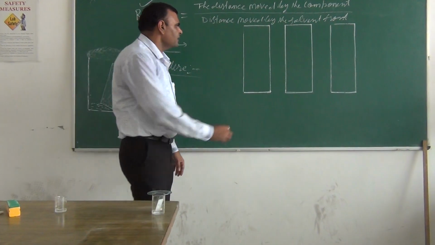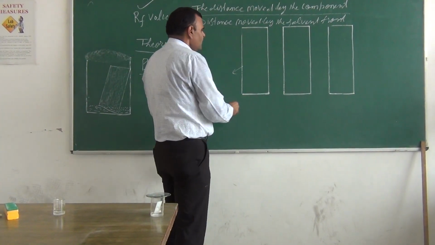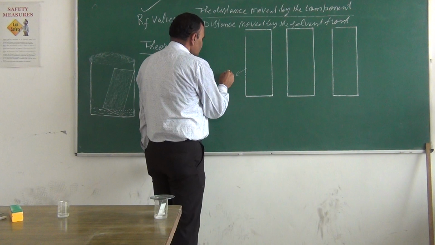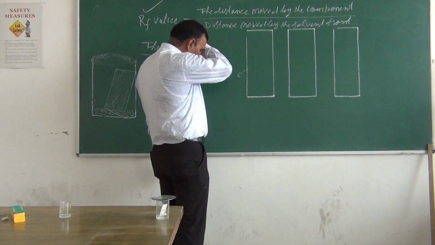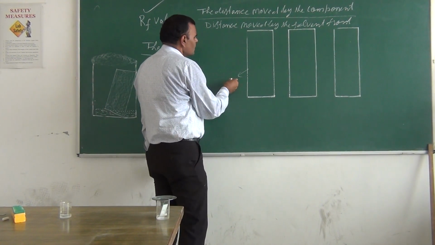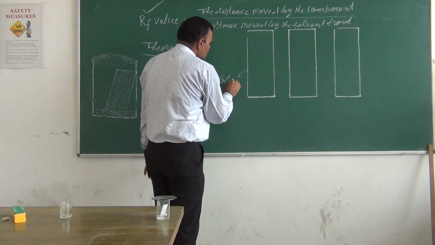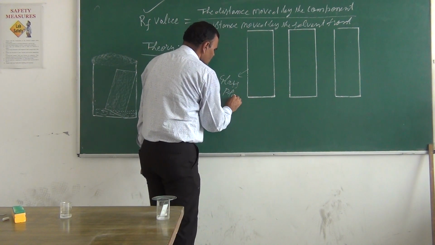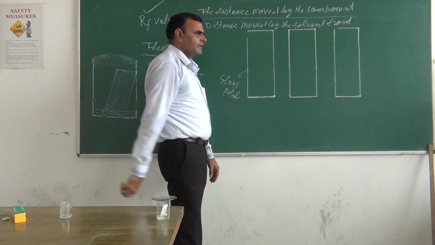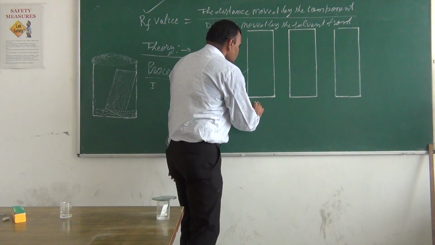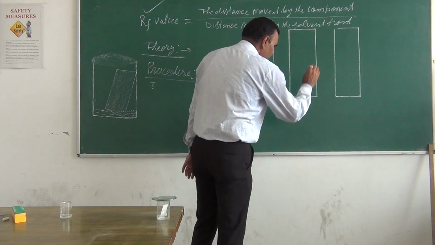So if we have this, it is the TLC. This is your glass plate. In the next step, what do we do?